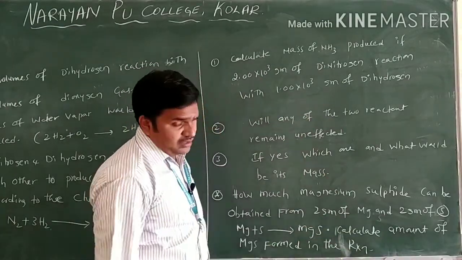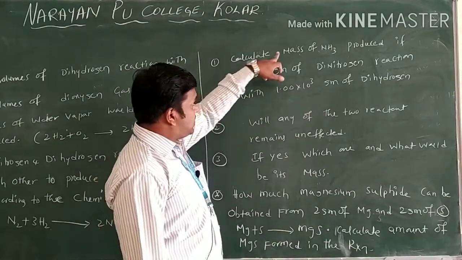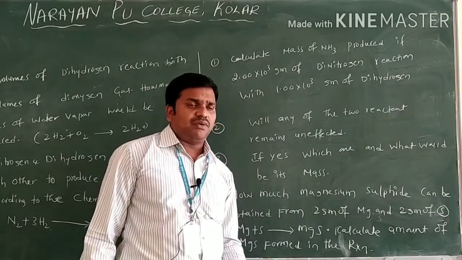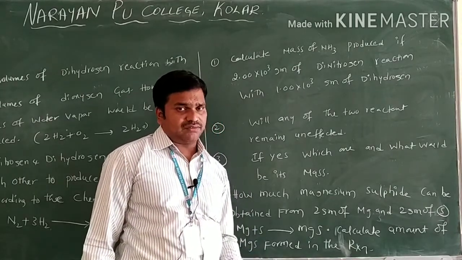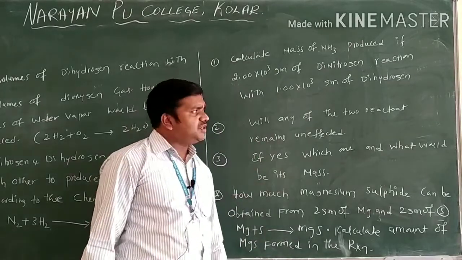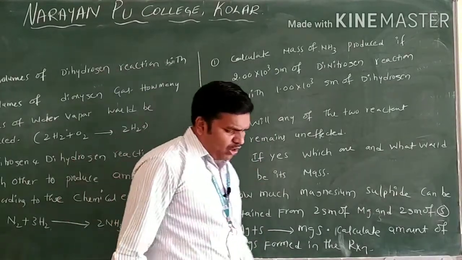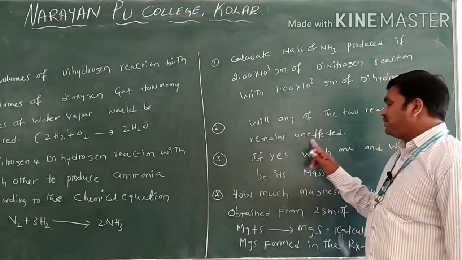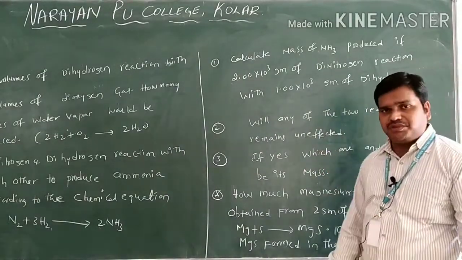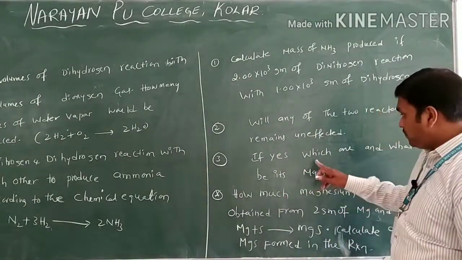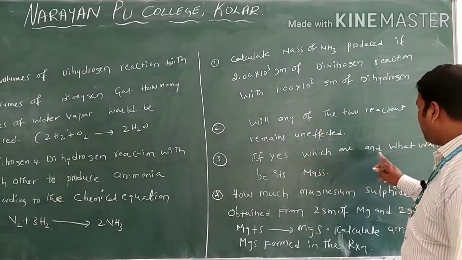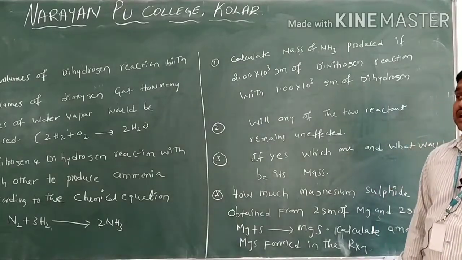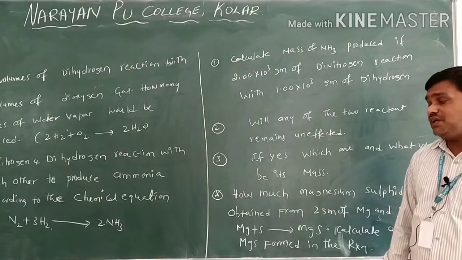You can take these two and identify the mass of NH3 formed in the reaction. First you find the number of moles, then you multiply the number of moles with the molecular weight. Next, will any of the two reactants remain unaffected? Among these two, N2 and H2, any one will remain unaffected. That means you can find out which is the limiting reagent and which is the excess reagent, and if any is left, which one and what would be its mass, how much of it will be left in the reaction.